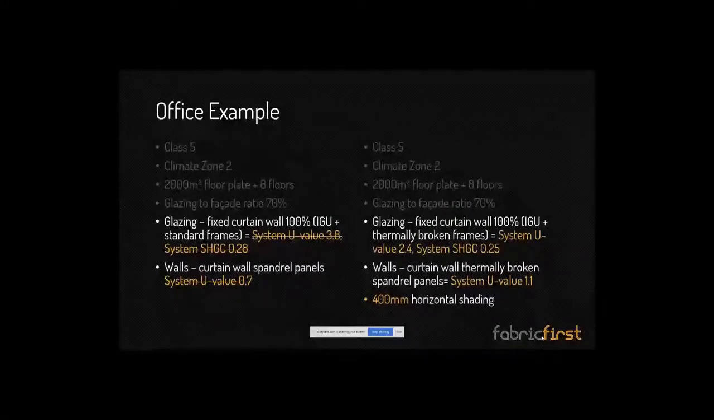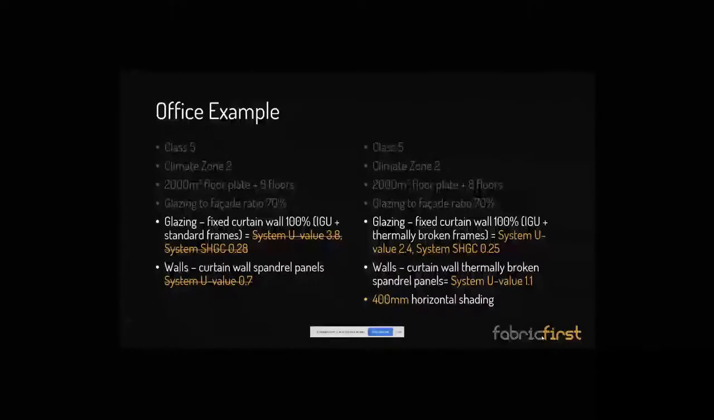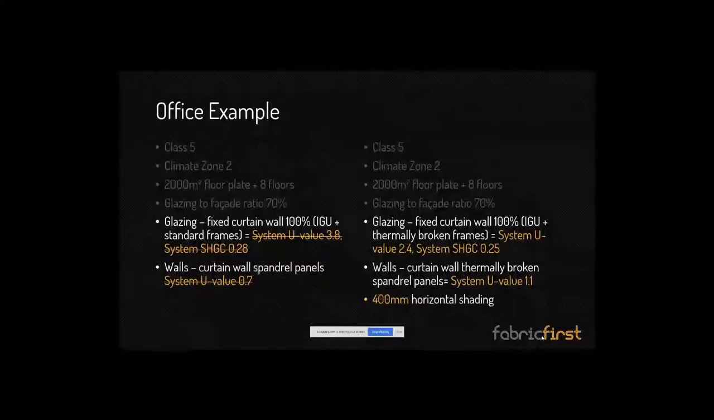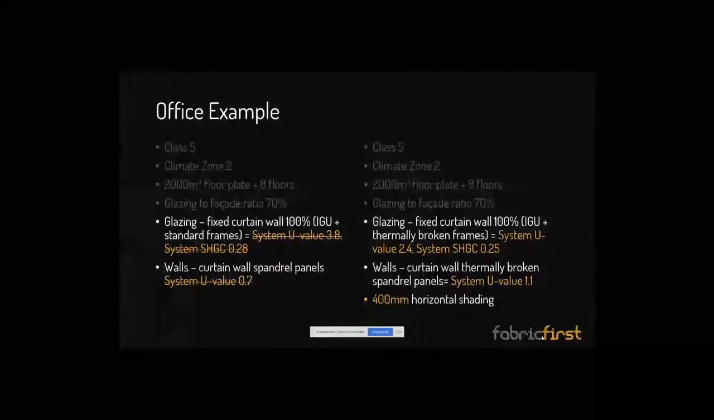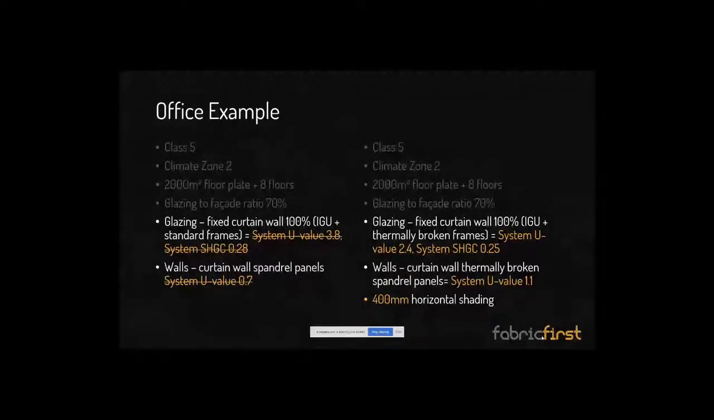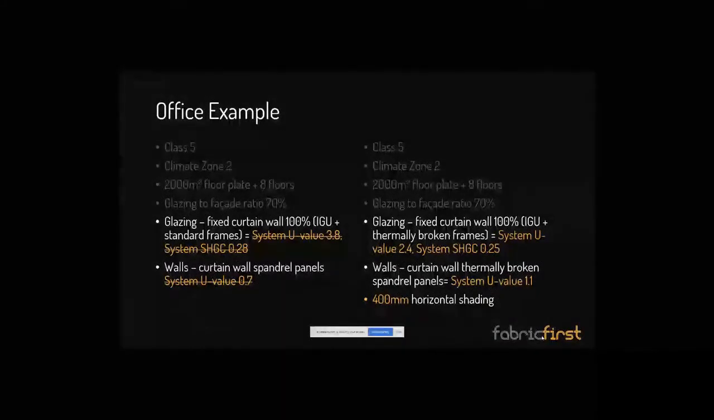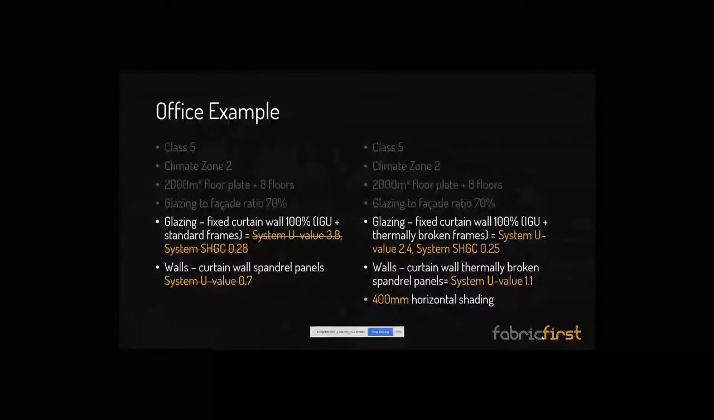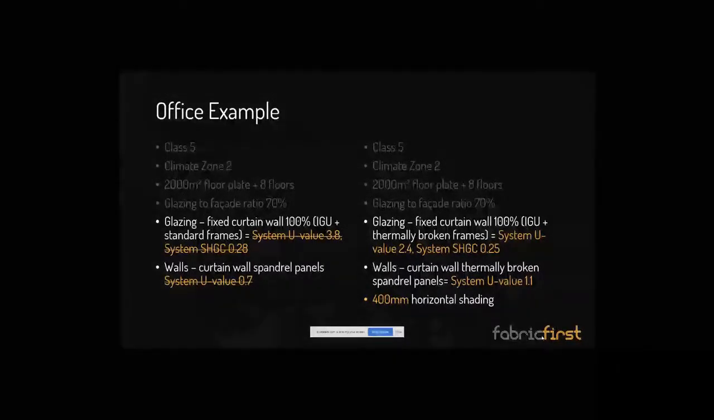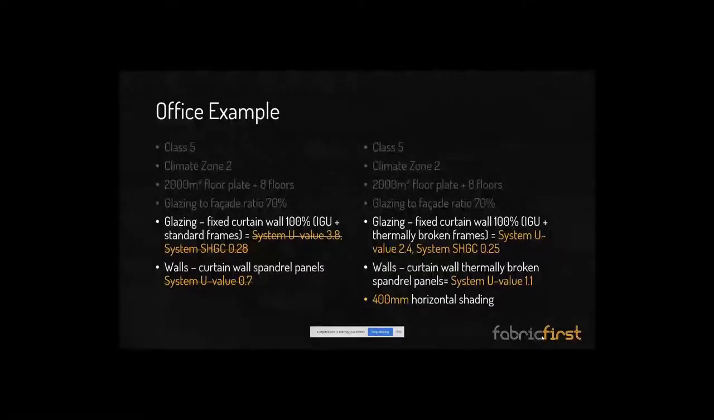I'll throw up an example now of how we can optimize this a wee bit. I've improved the curtain wall system, so we now have a system U-value of 2.4. Upped the spandrel performance to 1.1 and put in 400 mil of horizontal shading. Now, the shading there is an interesting one because today we probably put shading in spandrels if we can to avoid the thermal bridging. We can't do that anymore because we have to take account for the thermal bridging. For all intents and purposes, that's magical horizontal shading, levitating in the air because it's not included in that 2.4 system calc.